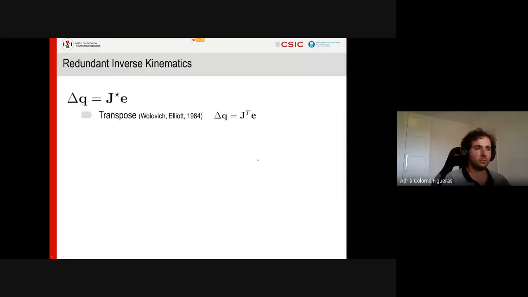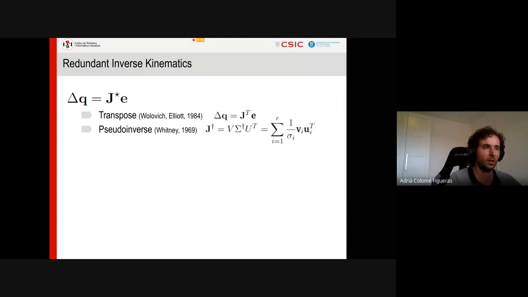Jacobian-based methods: the early applications were using the Jacobian transpose, which converges to the same solution, or the pseudo inverse, which can be computed easily with the singular value decomposition. And if the Jacobian can be expressed as the sum of the singular values with these singular vectors, then the inverse is just inverting the singular values. So as you can see here, there is one divided by sigma i. This means that if one singular value becomes zero or close to zero, then this grows very, very rapidly.